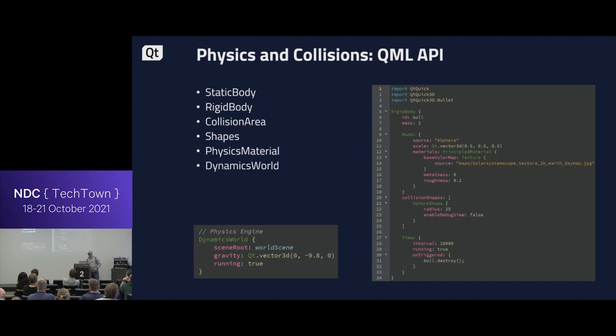So I created a small API. Bullet 3D does a lot of things, so I wanted to really limit the scope down to the bare minimum of what I needed for collisions. So I had static bodies, which are things that don't move, rigid bodies, things that did move, and then collision areas, just invisible shapes that notify me when you enter them.